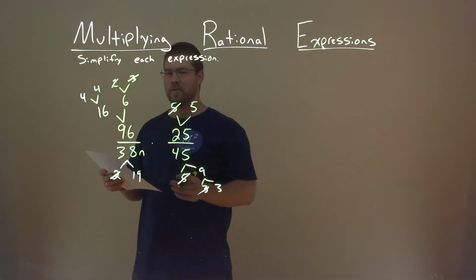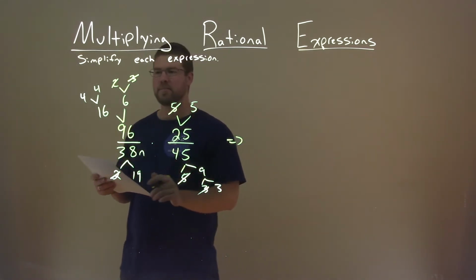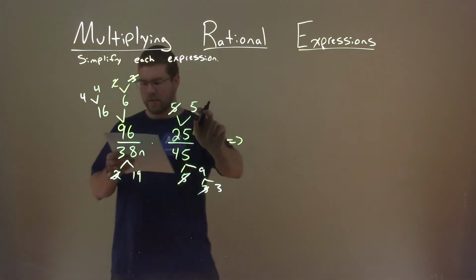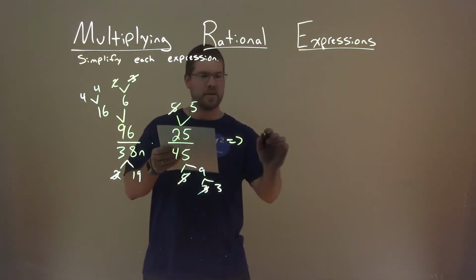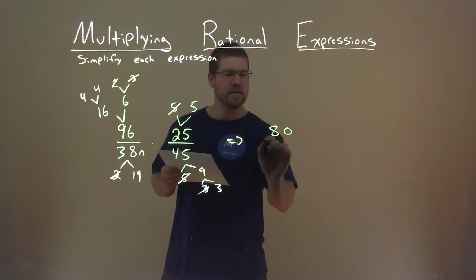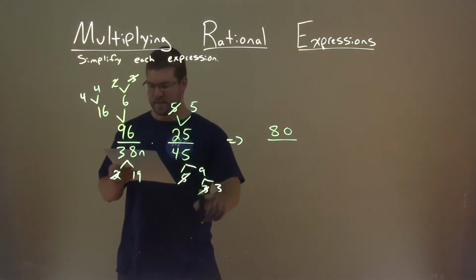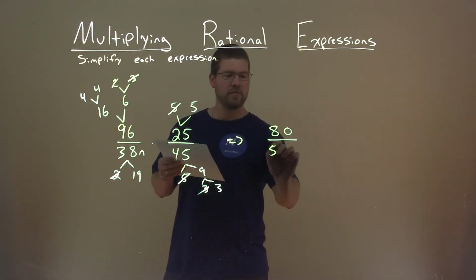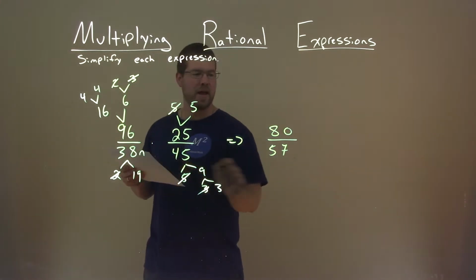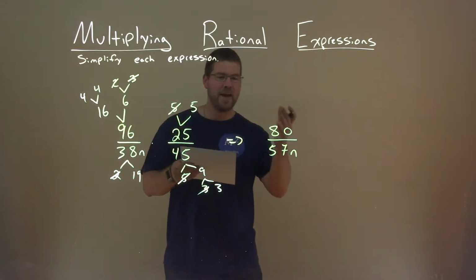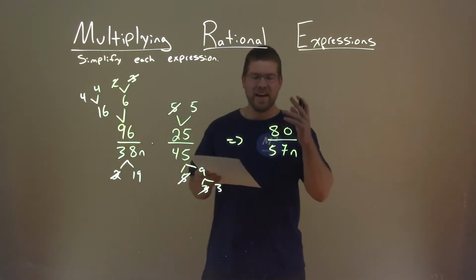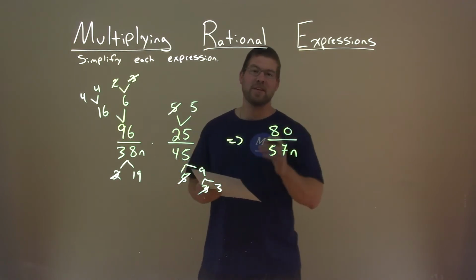There's nothing else that cancels out. So we can multiply them out. 4 times 4 times 5 comes out to be 80, divided by 19 times 3, which is 57. Don't forget that n. And there we have our final answer, 80 divided by 57n.